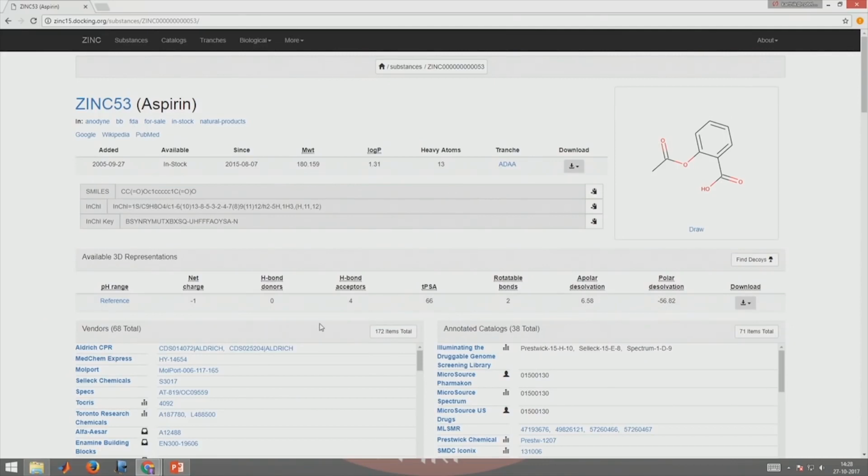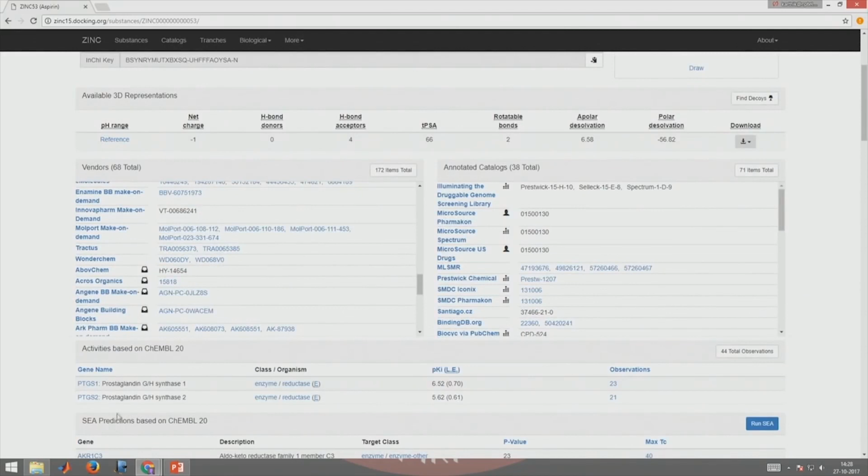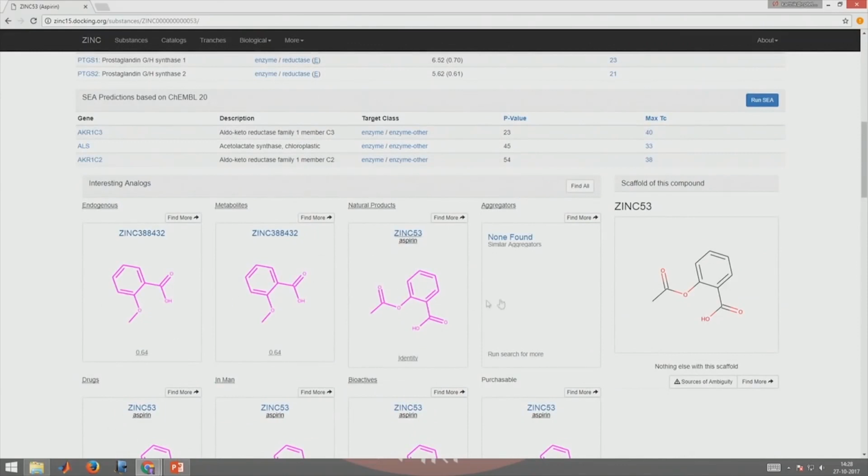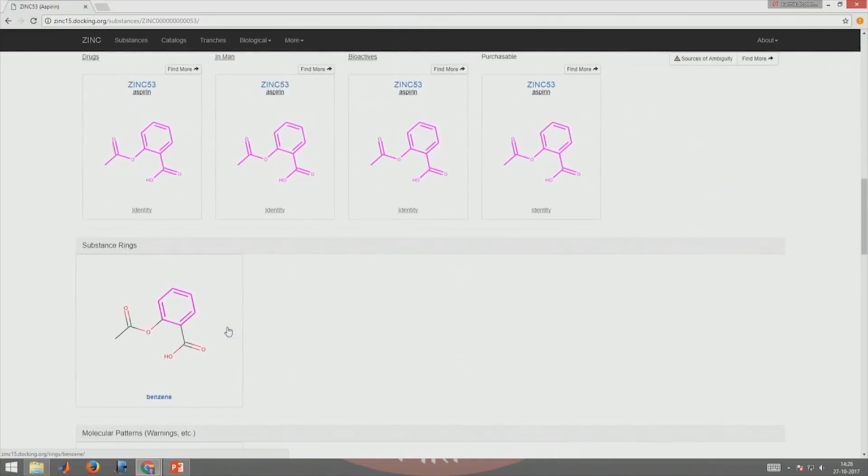So, a lot of properties it is giving, and in addition it tells which enzymes it goes and binds to. If you click on this, we can find out more details about those enzymes. Okay, as you can see, these are other analogues of this, different analogues of aspirin.